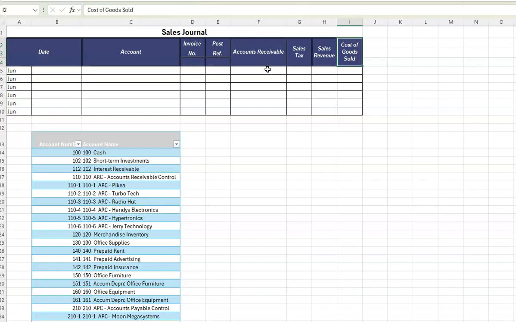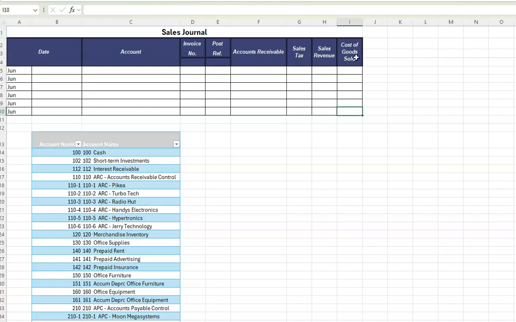Every time you post anything in the accounts receivable column, you're going to need to update one of the subsidiary ledgers for accounts receivable, these guys. And you don't post to accounts receivable in the control account, this account here. You post to the subsidiary ledgers. You'll post to the control account in what's called a summary posting at the end of the month. Same thing for sales tax payable and sales revenue. Cost of goods sold, again, you don't post to the control account.